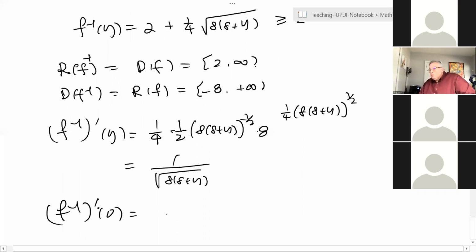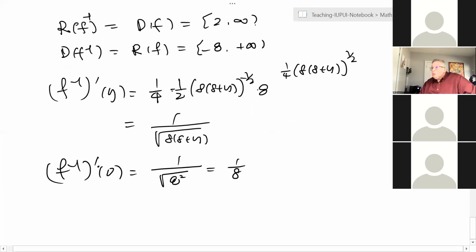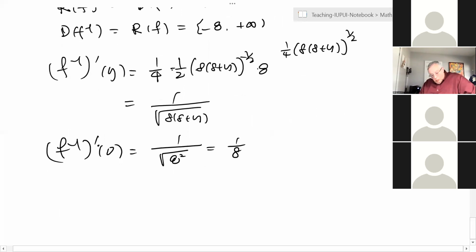So when y equals 0, it's going to be the square root of 8 times 8, 8 squared, so it's 1 over 8. Okay. You can find the derivative, no problem, right? If we're able to find the inverse function.